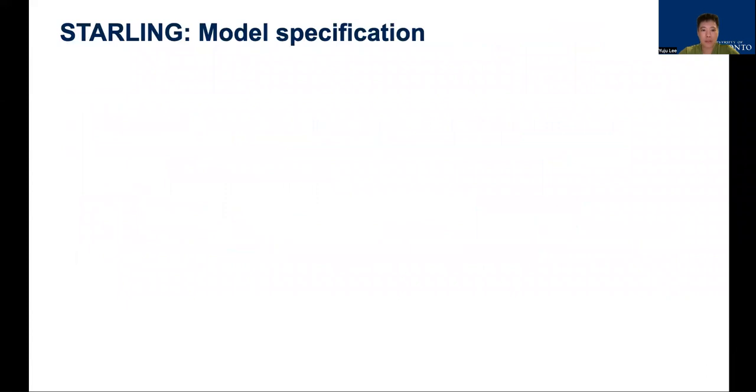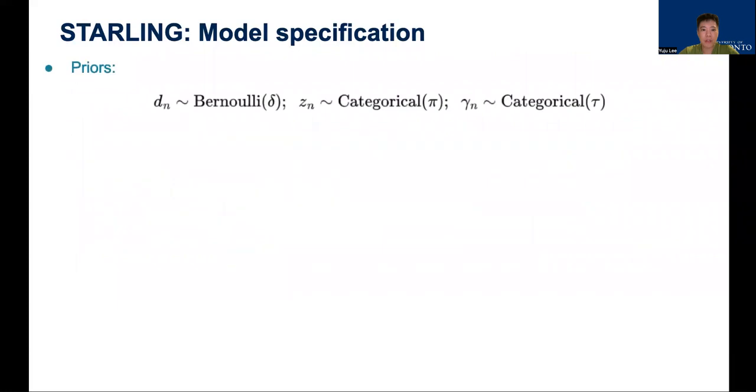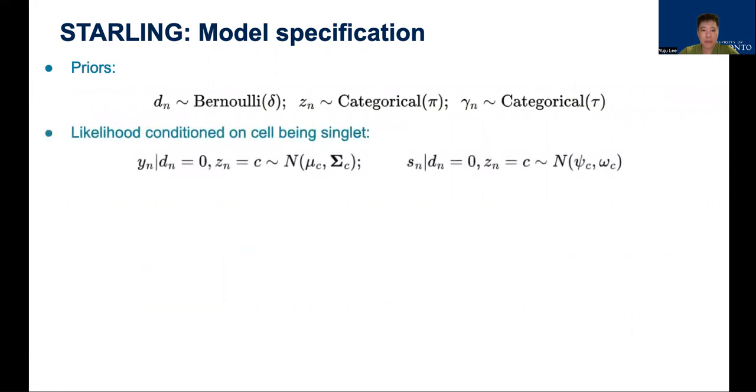Here I will introduce Starling more formally. There are three priors. D is assumed to be a Bernoulli distribution. Z and gamma are assumed to be categorical distributions because they are assigning cells to clusters. Y denotes protein expression, and S means cell size. They both are assumed to be normal distributions or t distributions.